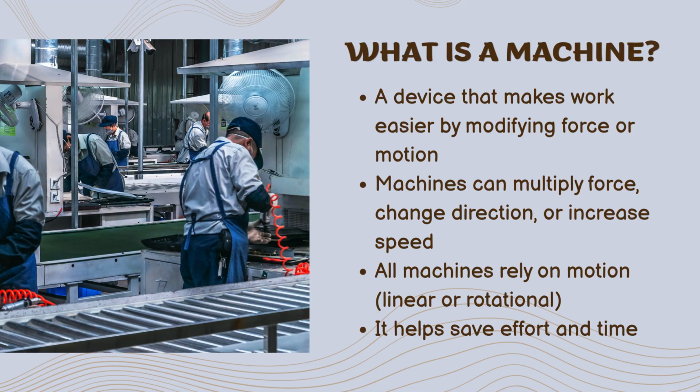Machines can help us in different ways. They can multiply force, allowing us to lift or move heavy objects more easily. They can also change the direction of force. For example, when you pull down on a rope attached to a pulley, the object moves upward. Some machines can even increase speed, helping us complete tasks more quickly.